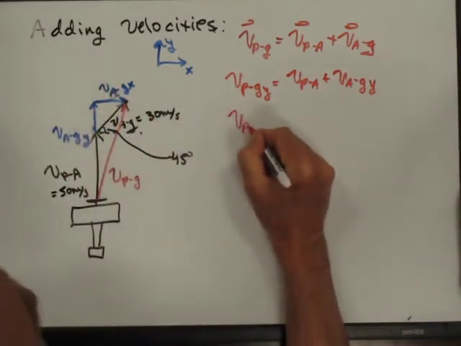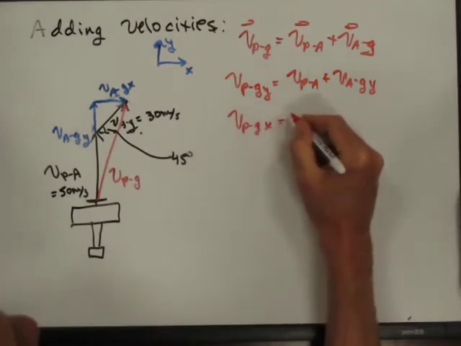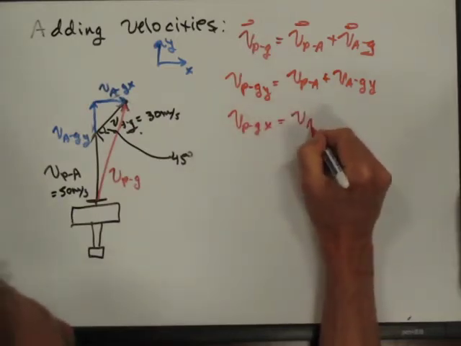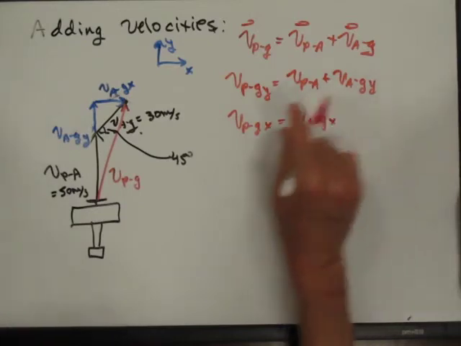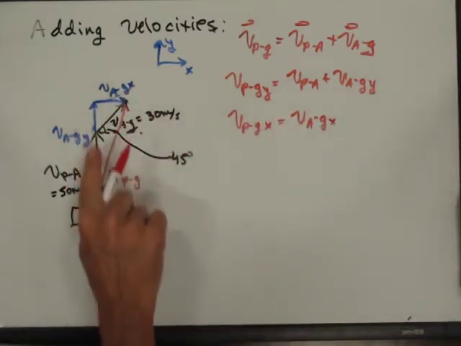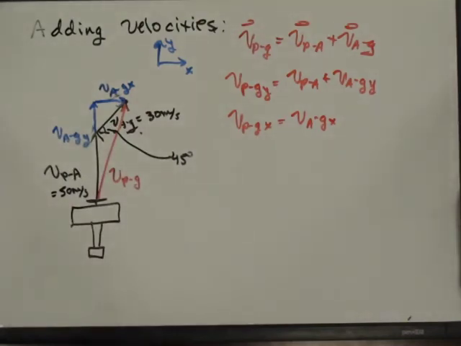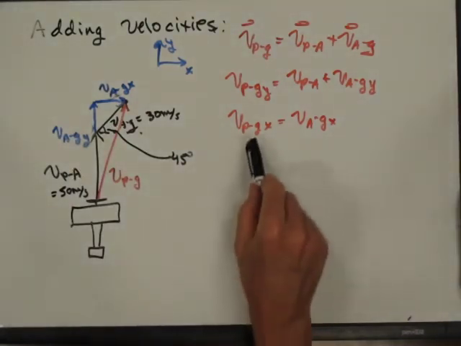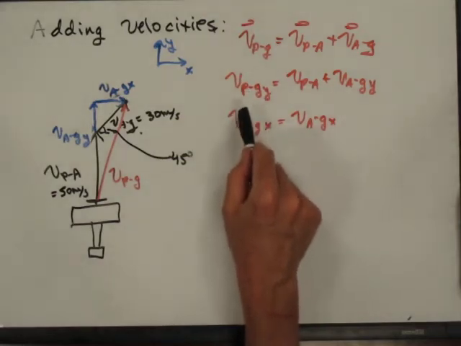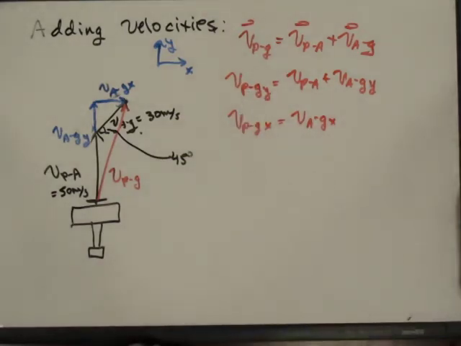The velocity of the plane relative to the ground, the x component, is just the velocity of the air relative to the ground, the x component. That's this piece. The plane's motion relative to the air has no x component. It's the air that has an x component. And so I can figure out this guy by figuring out his x and y components, right?